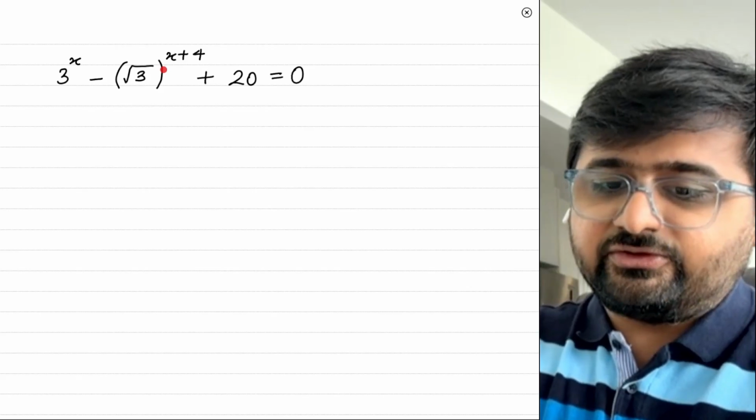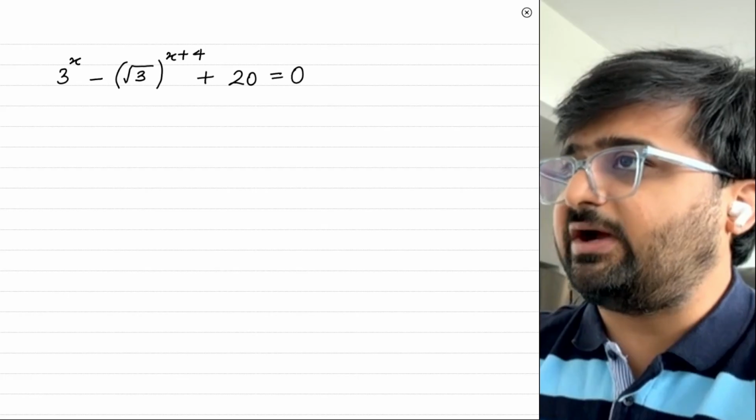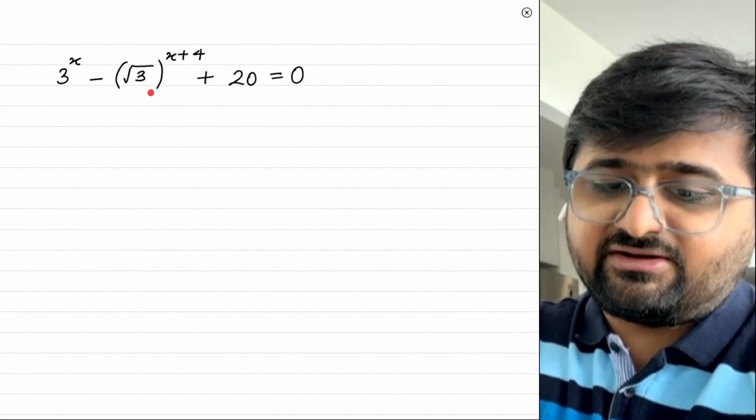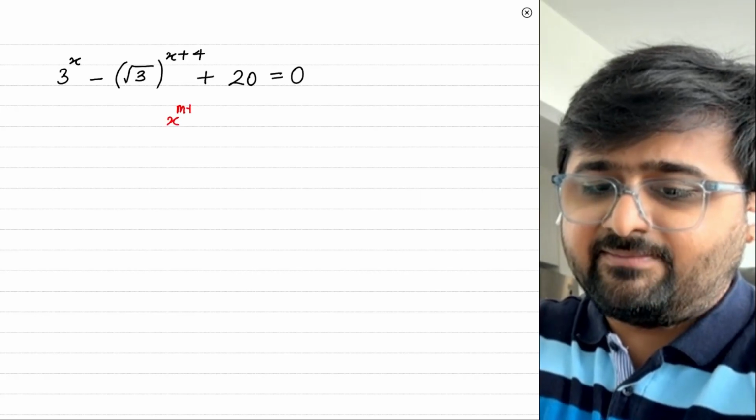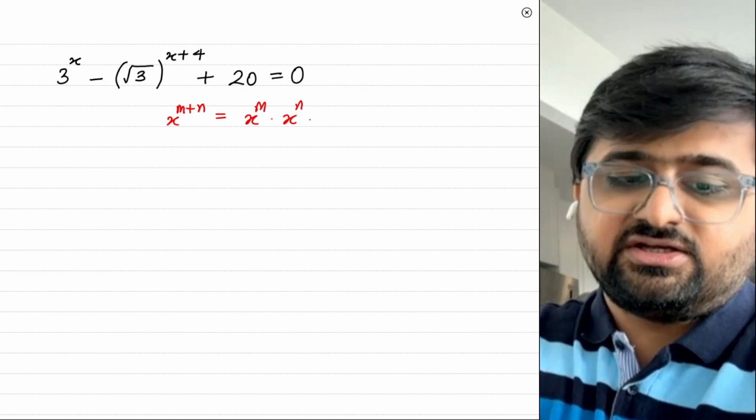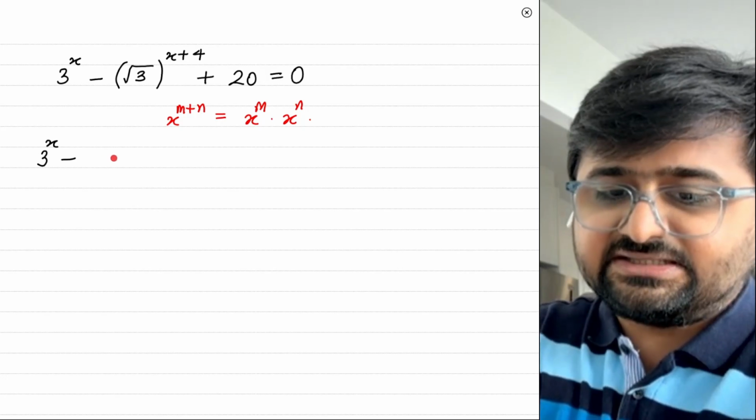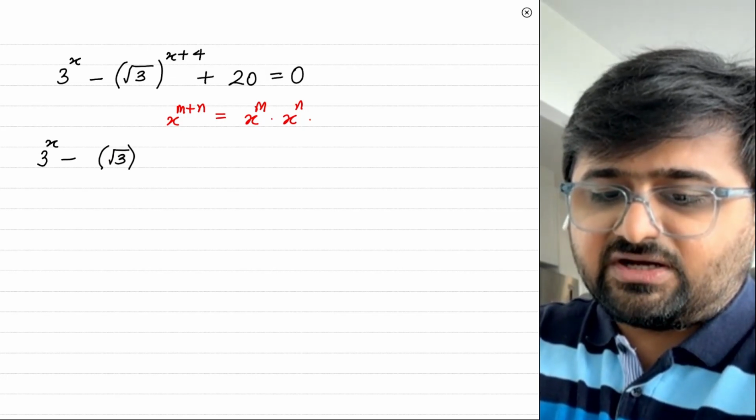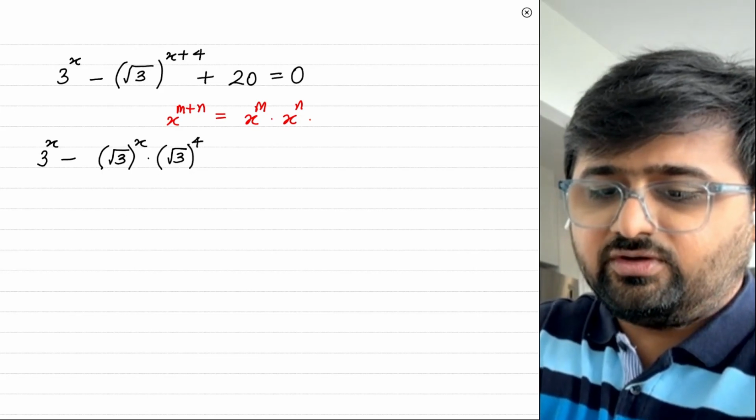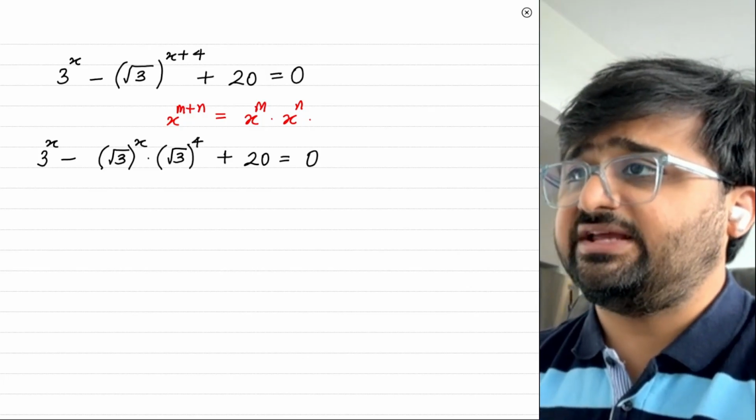So the first thing that you have to do is use the law of exponents over here. Our final goal is to find the value of x. We know that x to the power m plus n is nothing but x to the power m times x to the power n. So we can use that law of exponents and simplify this as 3 to the power x minus square root of 3 to the power x and square root of 3 to the power 4 plus 20 is equal to 0. Okay, I hope that makes sense.